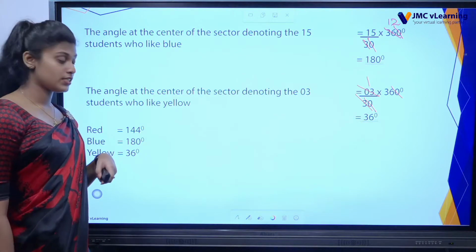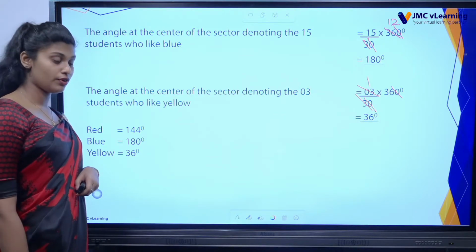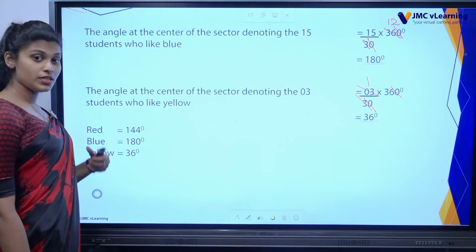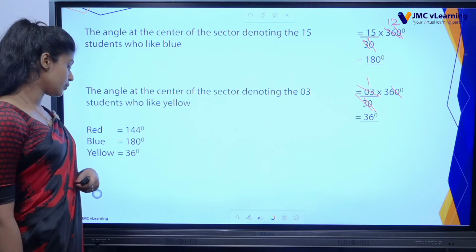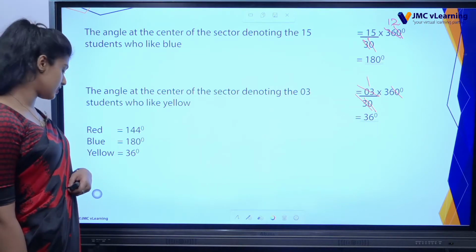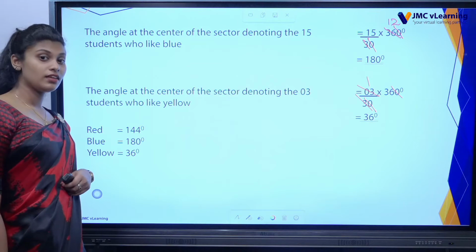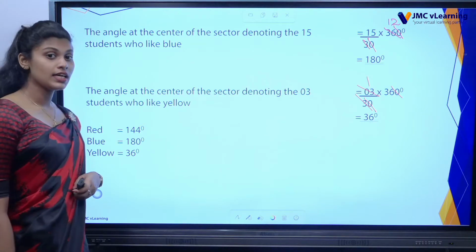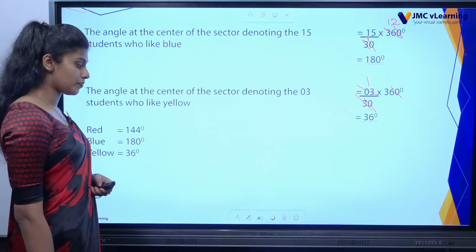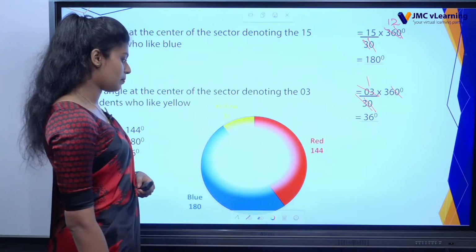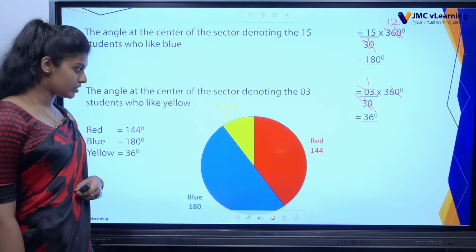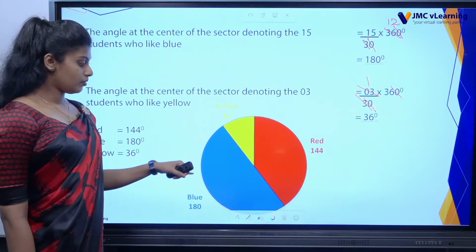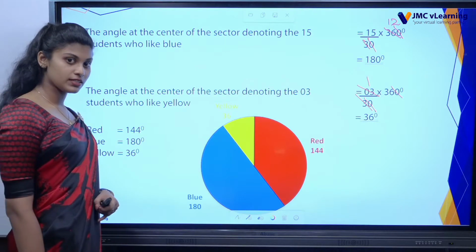Red is shown using 144 degrees. The students who like blue are shown using 180 degrees. The students who like yellow are shown using 36 degrees. Then let's draw the pie chart. This is the pie chart. Then how can you draw this pie chart?